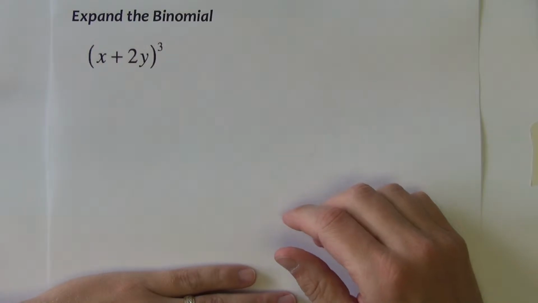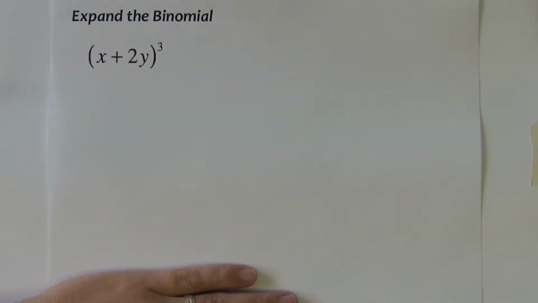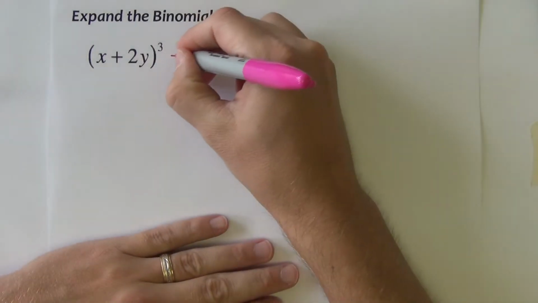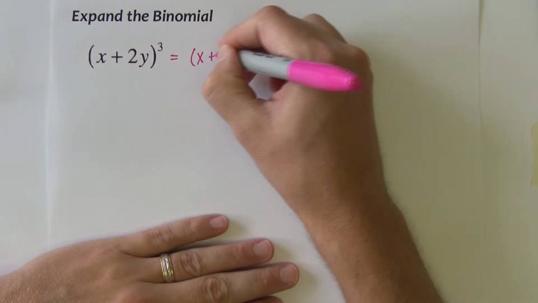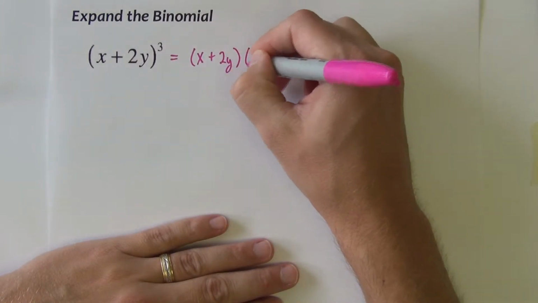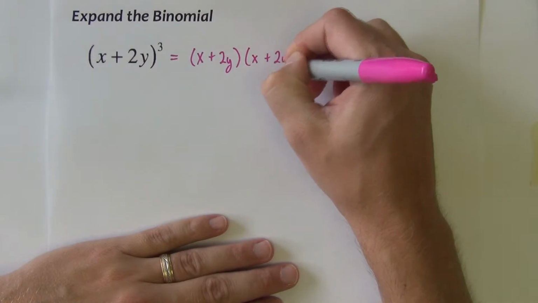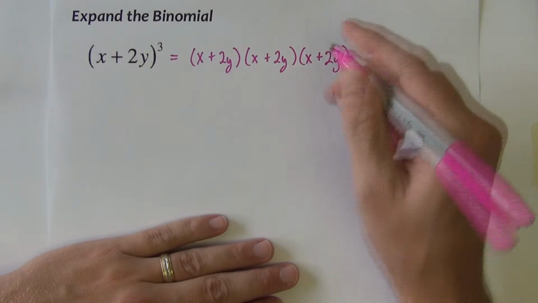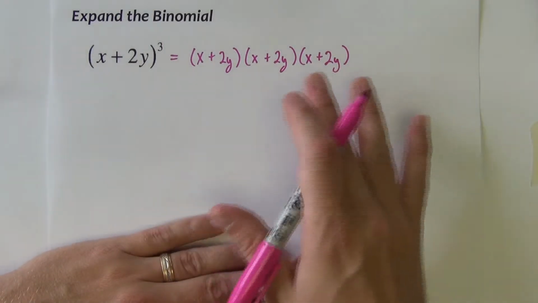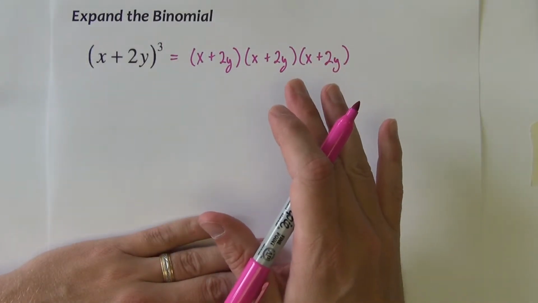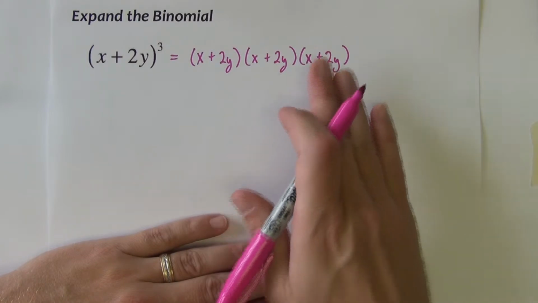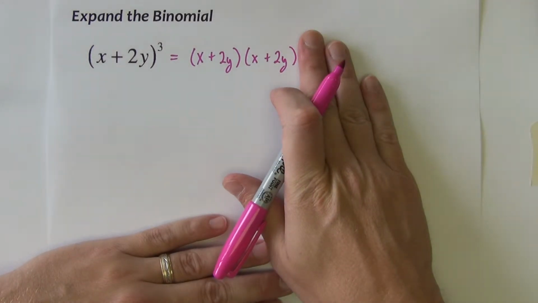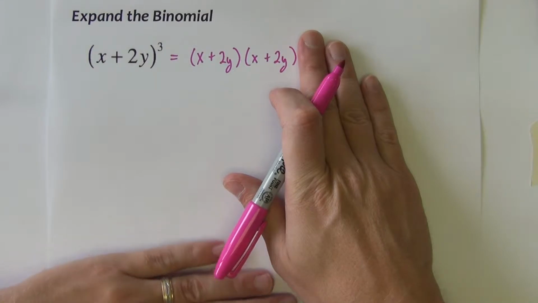Next thing I want to talk about is how do you expand a binomial. So here the problem is x plus 2y quantity cubed. That's the same as x plus 2y times x plus 2y times x plus 2y. Okay? Now when we multiply these together, we can only do 2 at a time. So let's just ignore the one in back and let's do the first 2 multiplied together.